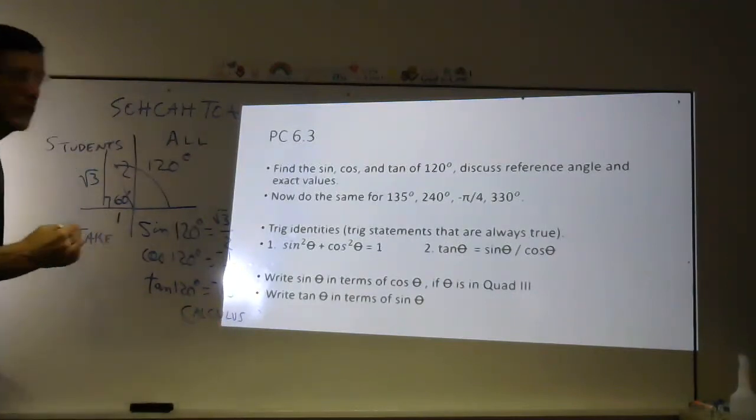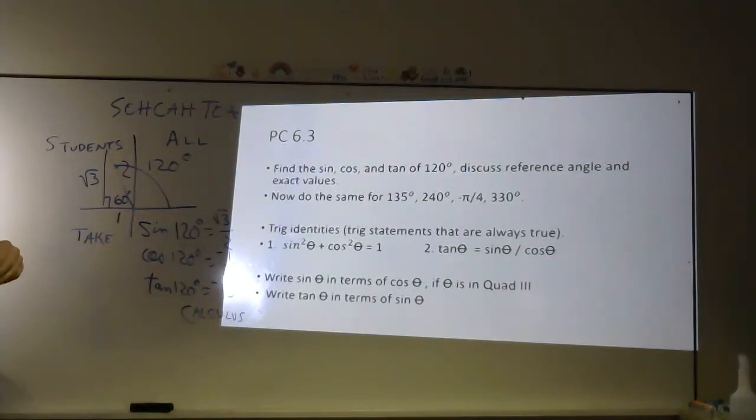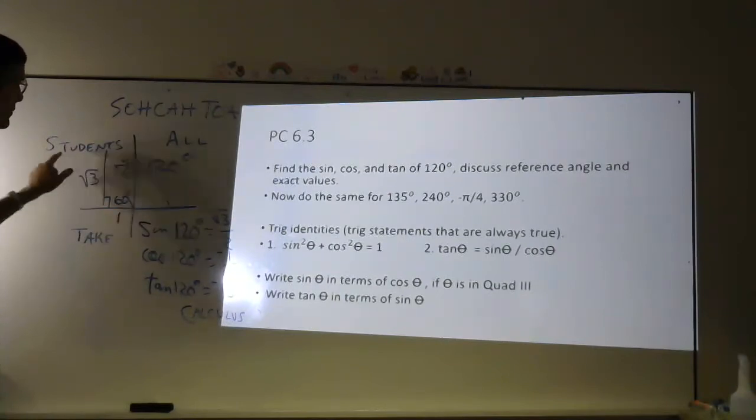If you can remember that little jingle, all students take calculus. In the first quadrant, all trig functions are positive. In the second quadrant, only the trig functions that start with the letter S are positive. Sine is positive in the second quadrant, okay? Now, if sine is positive, then cosecant would be positive also because it's a reciprocal.